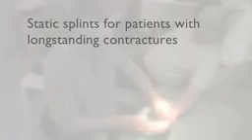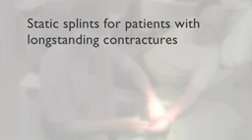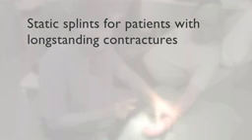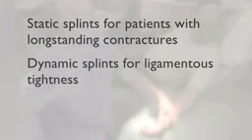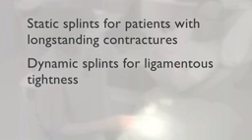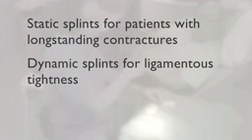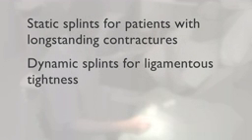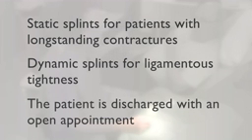We generally use static splints for those patients with long-standing contractures and skin tightness. We use dynamic splints for those patients who have incomplete release and a soft endpoint to the contracture, suggesting ligamentous tightness, and it is fitted on the day of surgery and worn for 3 to 6 months. The patient is discharged with an open appointment and advised to return as and when further contractures develop.